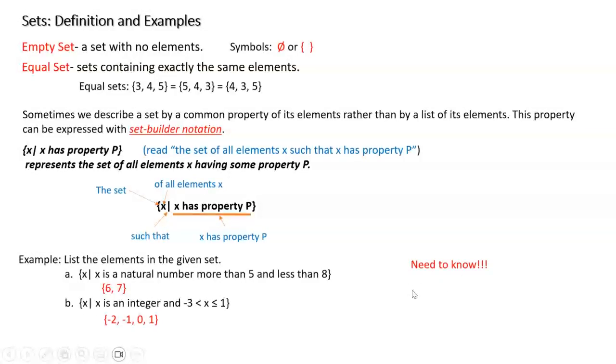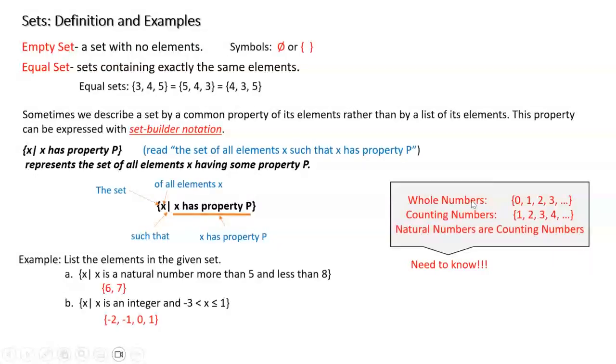Now there are things that you have to keep in mind here. You need to know this. Whole numbers start with 0 and go all the way to infinity. Counting numbers start with 1 and go all the way to infinity. Natural numbers are counting numbers. So this is something that you guys need to know. For example, on A here, it says list all the given numbers. So natural numbers, you have to know that they start with 1 and they go to infinity. But in this case, it didn't make a difference, because it just said that it was from 5 to 8.